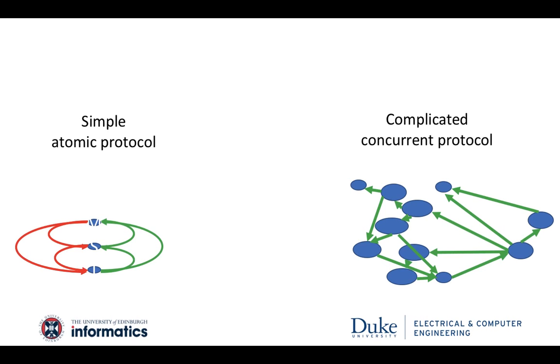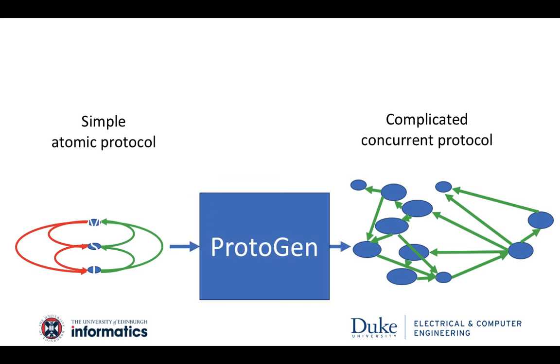We want to think about this simple, intuitive, atomic protocol on the left, but we need to correctly implement the complicated concurrent protocol on the right. We have developed ProtoGen to automatically perform this conversion. The architect inputs the transition diagram on the left, and ProtoGen outputs the protocol on the right.